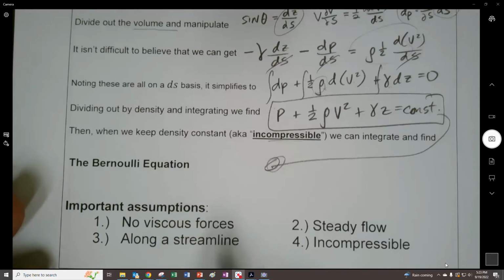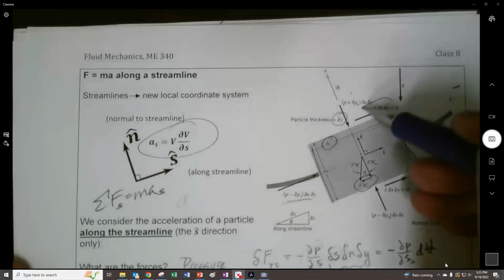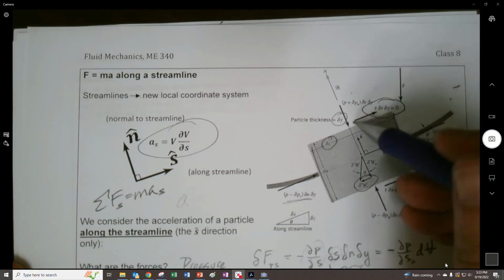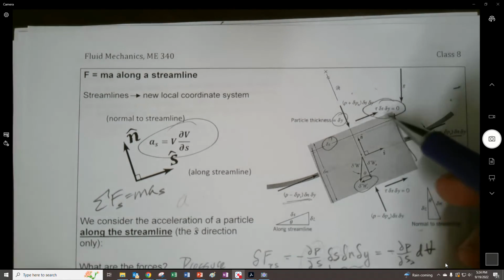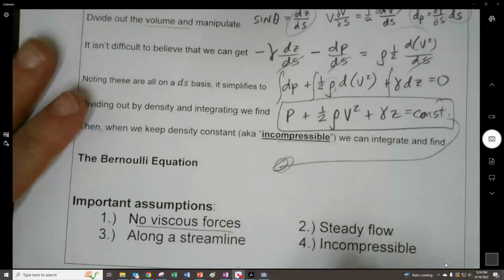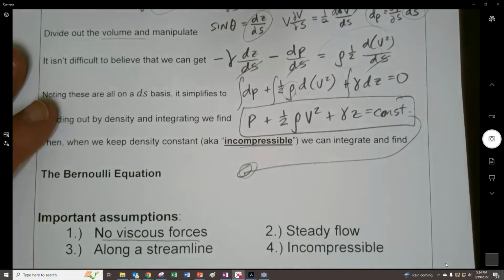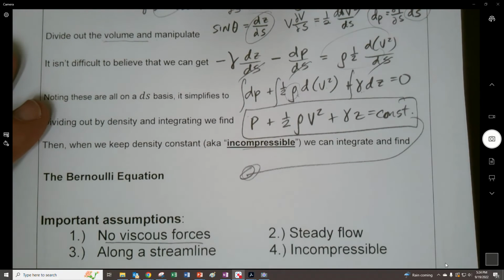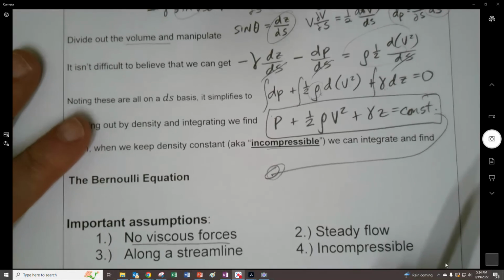And it has a bunch of assumptions. Like, first off, no viscous forces. That's because up here, that force could have been in the S direction, but we had to assume that it was zero. Another way of saying no viscous forces is inviscid. Steady flow. We couldn't be varying with time in here. We're really just varying along position, which is really what we're saying, that the acceleration is varying with position and not necessarily varying with time.